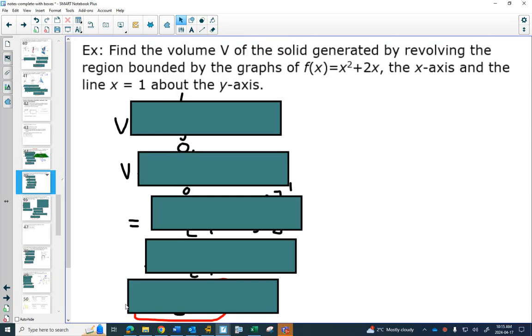Hey, no picture is drawn. So let's see if we can draw the picture first. My graph is x squared plus 2x. We want it bounded by that graph, the x-axis, the line x equals 1, and we're rotating it around the y-axis.